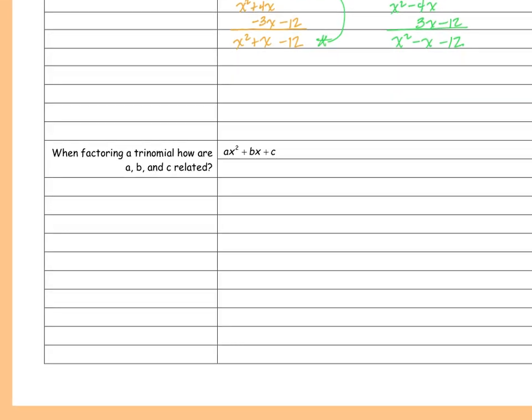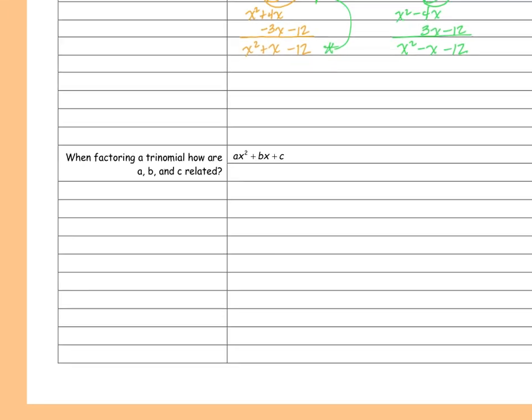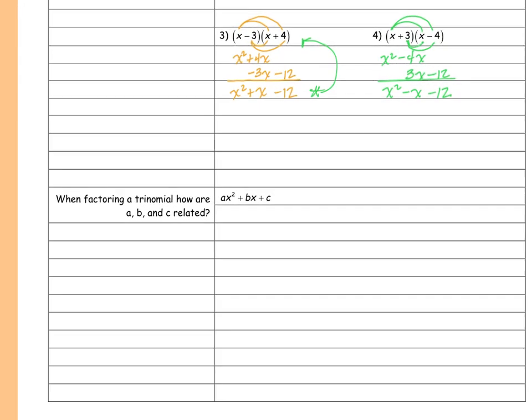Ketlin's always there. Okay, so now the question is, when factoring a trinomial, so trinomial, tri means 3, right? Tri, like tricycle, tri means 3. Nomial means terms, so 3 terms. So like this, notice it's 1, 2, 3, 3 terms, trinomial, okay? How are A, B, and C related? So ax squared plus bx plus c. A really doesn't have anything to do with B and C. I just want you guys to know that. Nothing.